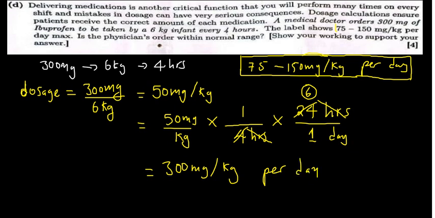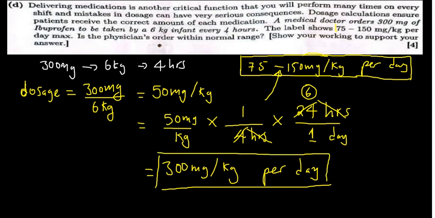So basically, what the doctor has prescribed is for this child to be taking 300 milligrams per kg per day. Now look at the normal range. It is 75 to 150 milligrams per kg per day. So you can conclude yourself. Is the doctor's prescription within the normal range, or do you think this prescription is going to harm the child?